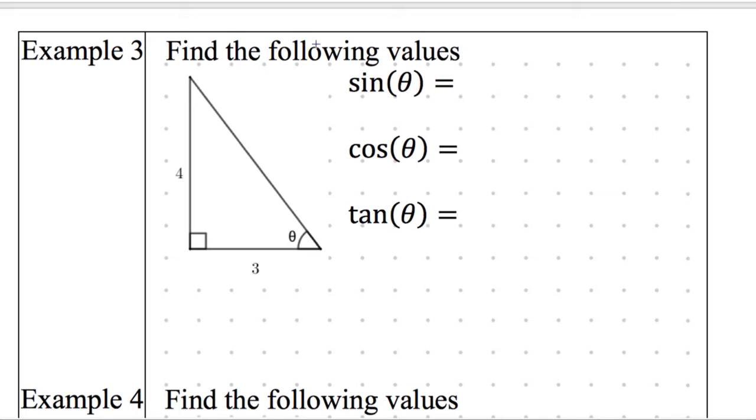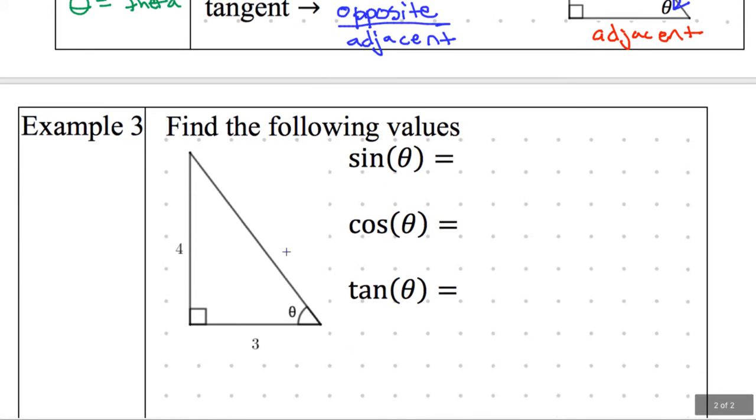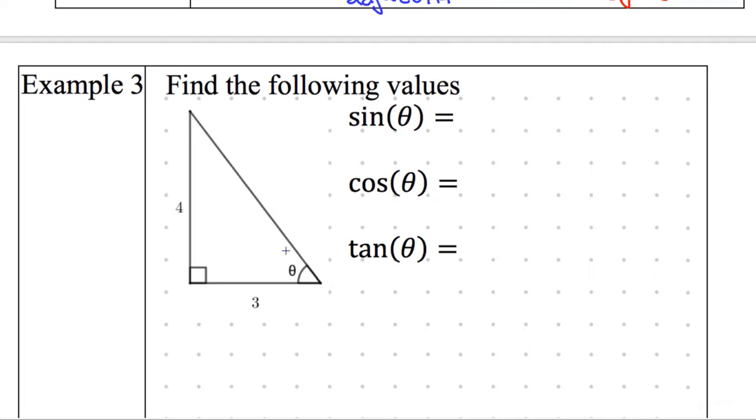Okay, example 3. Find the following values. So, sine of theta. There's theta. It's the same place as I did in the notes because I want to make sure that this one is easy and you can get it. Sine of theta is what over what? Opposite over hypotenuse. There it is. So 4 over this thing. It was from the warm-up. Yeah, it's 4 over that hypotenuse, but we don't know what the hypotenuse is. But we do. It's a right triangle. This is 3, 4, 5. 5. Yeah, there it is.